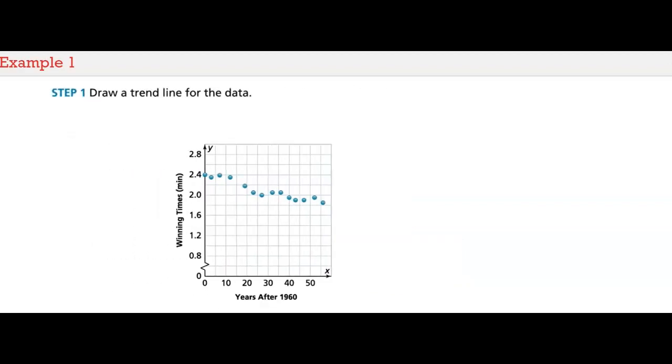Step 1. Draw a trend line for the data. The trend line has a negative slope. The winning time tends to decrease from year to year.